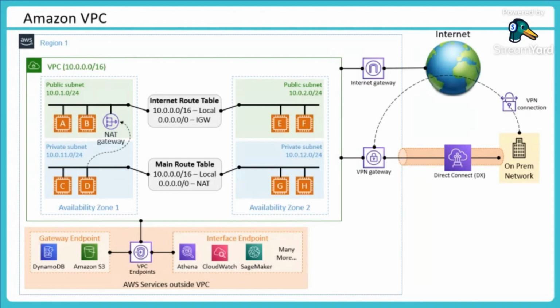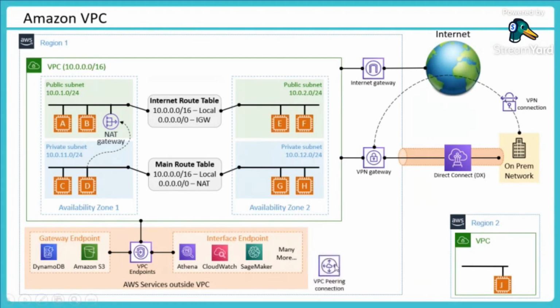Now, what else can be done? This VPC I created is within one region, region one. What if there is a requirement which says that you have to connect to another VPC, maybe in a different account, maybe in a different region altogether? We can connect to it, no issues at all. So we have region two. We have a VPC there. It may have a machine, let's say a machine called J, and they want to communicate with each other. What we can do in that case is have a VPC peering connection.